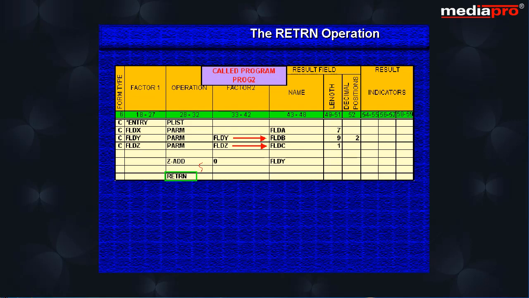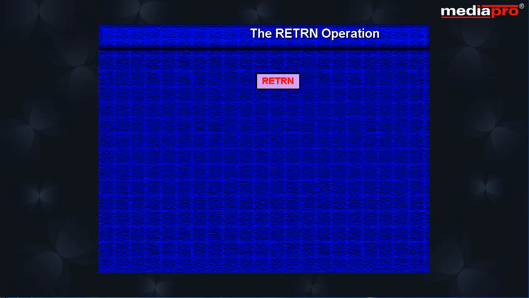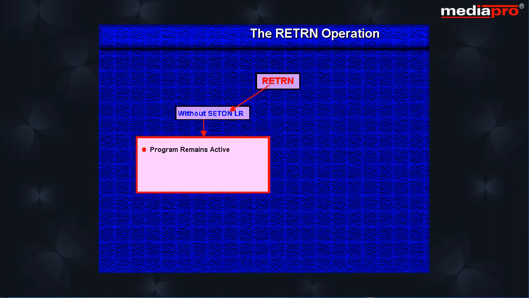The return operation is used to pass control back to a calling program. If the return is specified without setting on the last record indicator, the called program remains active. When the program is called subsequently, all the fields and indicators will have the same values that they had at the time the return operation was issued. Also, all the files that had been opened by the called program will still be open.